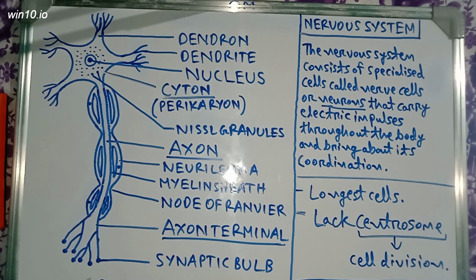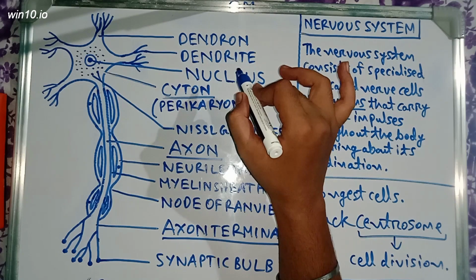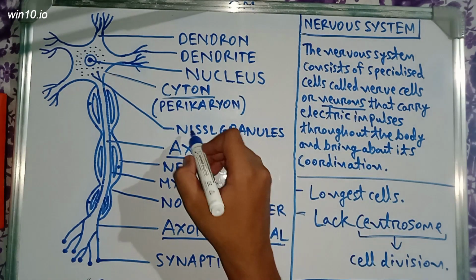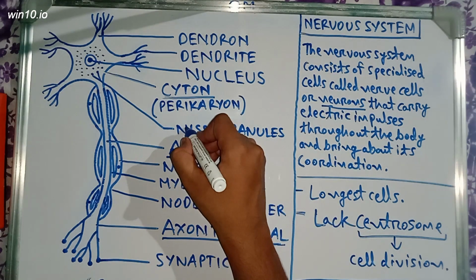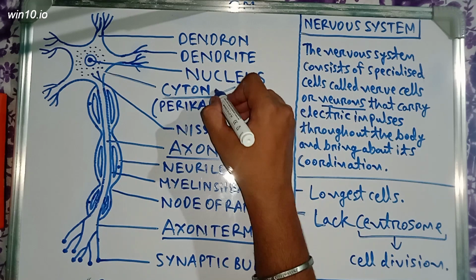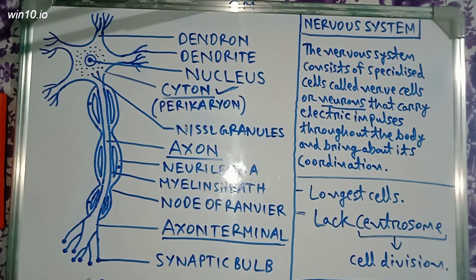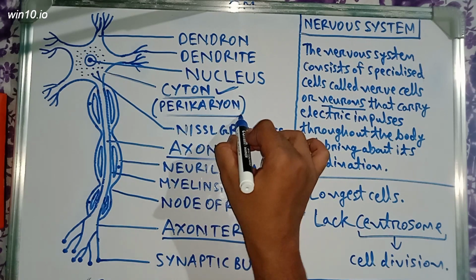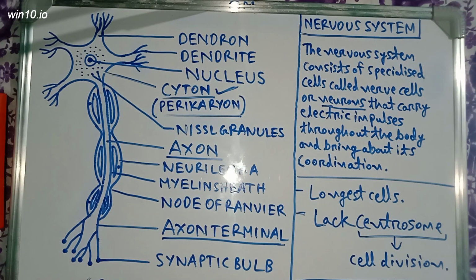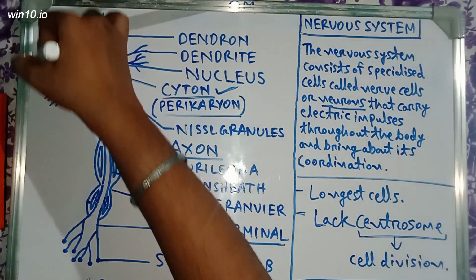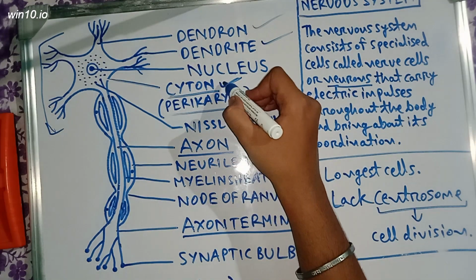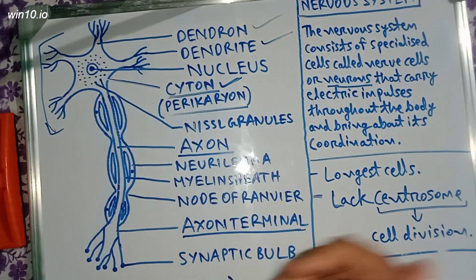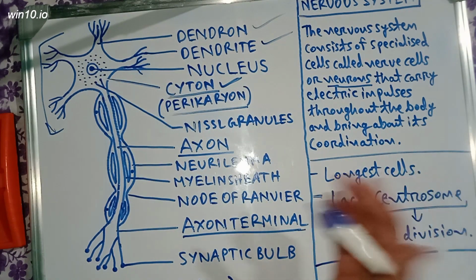A neuron has a central body called as the cyton. This cyton is also called as perikaryon. It can also be, in simple terms, called as the cell body. This is the body of the nerve cell. This cyton has a nucleus, just like any other cell. Every cell has a nucleus.